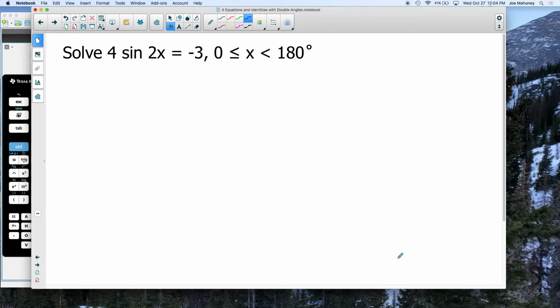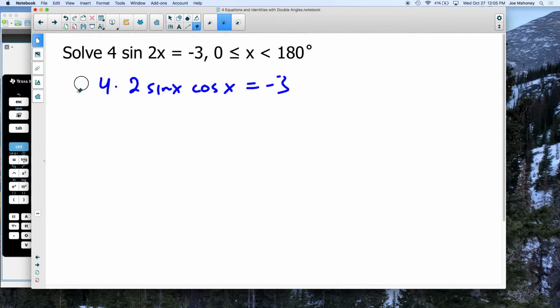Now this is interesting because sine only has one substitution. So if I do my double angle for sine, I get 4 times 2 sine x cos x equals -3. That doesn't really help me. That makes my life more challenging because now I have 2 trig functions and only 1 equation. So that's not going to be the way to go.